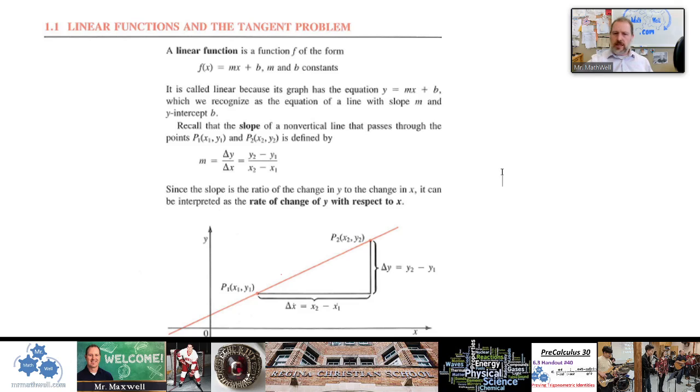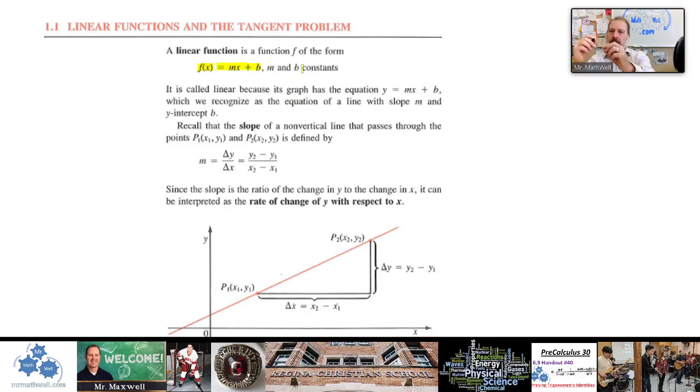So a linear function is often in this format. Y, or f of x, that's function notation, equals mx plus b. You should know that m is the slope of the line, and b is the y-intercept of the line. And they are just regular number constants, okay?